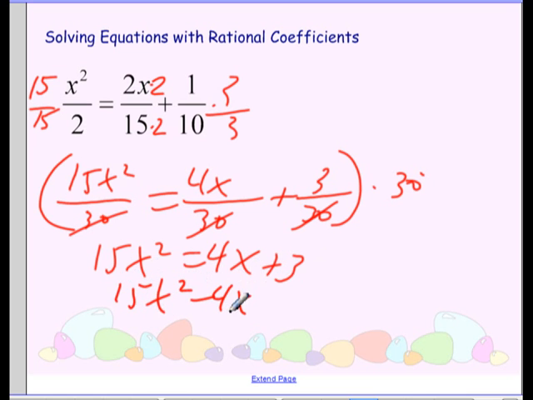15x squared minus 4x minus 3 equals 0. And then we can solve by factoring, which I'm not even going to finish, but trust me, it is factorable. If you want to try that for practice, go for it, and you can impress me tomorrow.